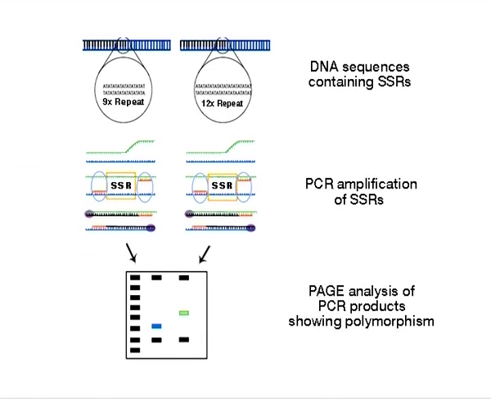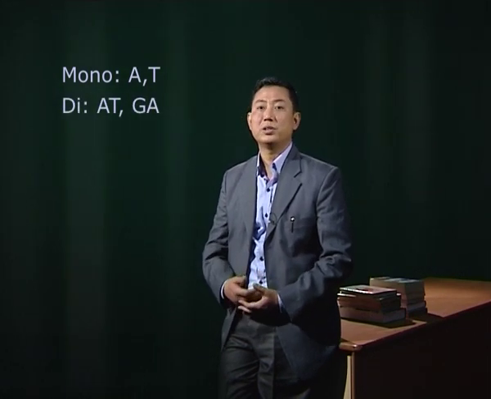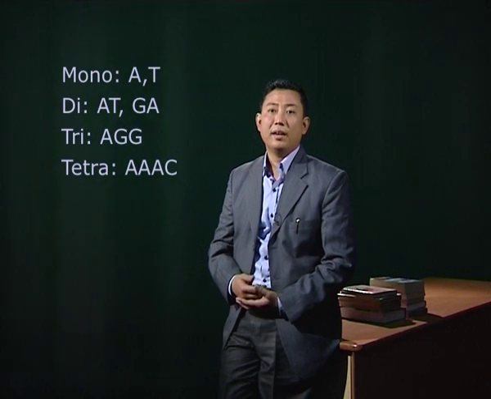These are short DNA fragments of usually less than 100 base pair and are made up of tandem repeats of 2 to 7 base pair. Simple sequence repeats are present in the genomes of all eukaryotes and consist of several repeats of a 1 to 4 nucleotide motif. Some common motifs are mono, say A or T, di, maybe AT or GA, or tri, AGG, or maybe tetra, AAAC.